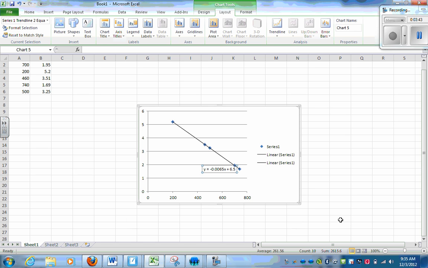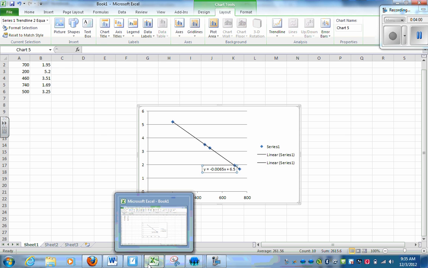It's y equals negative 0.0065x plus 6.5. That means it gives me my y-intercept of 6.5 and it gives me a negative slope. That makes sense. The more shirts that I buy, the less the cost is.